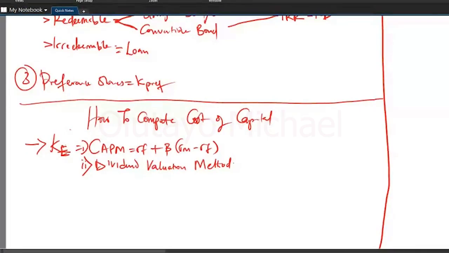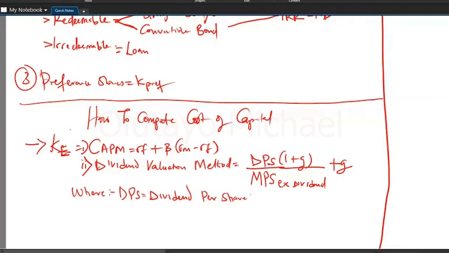And the formula for the dividend valuation method is dividend per share, when there is growth, 1 plus G, over market price per share, then plus G. I will label the formula, but let me pick it one by one. Where I have labeled CAPM for you before in this class, dividend per share, where G is growth, and where, what else? MPS, market price per share.